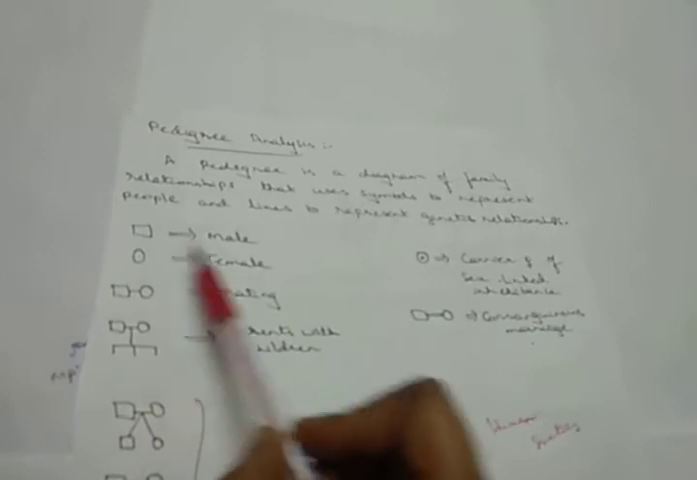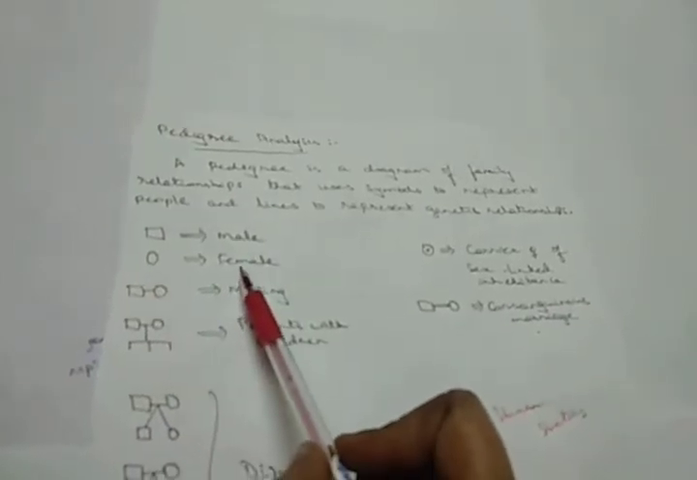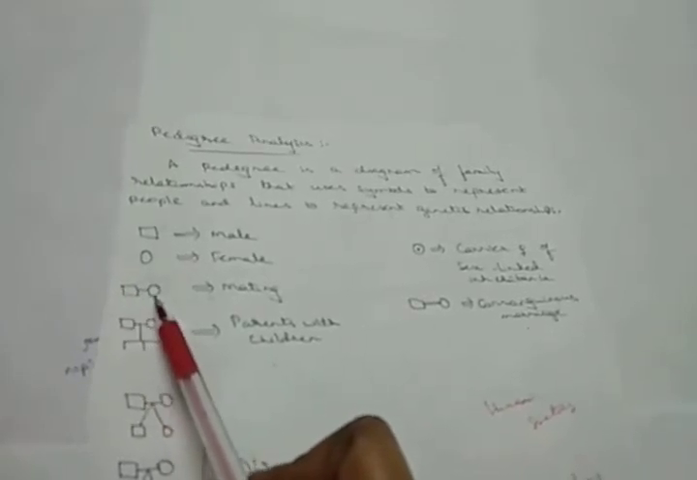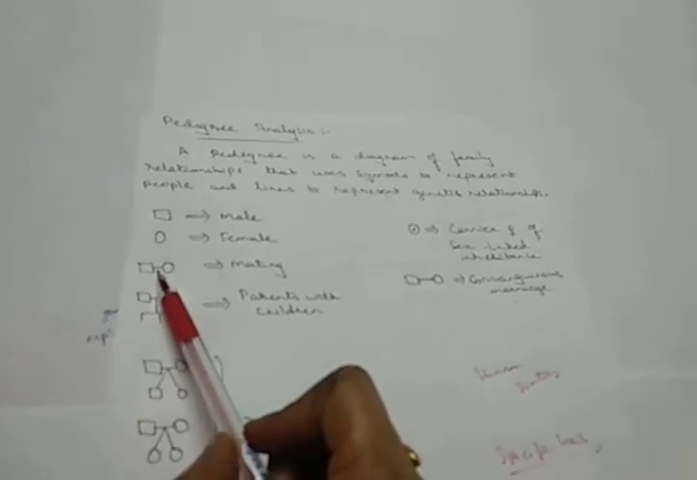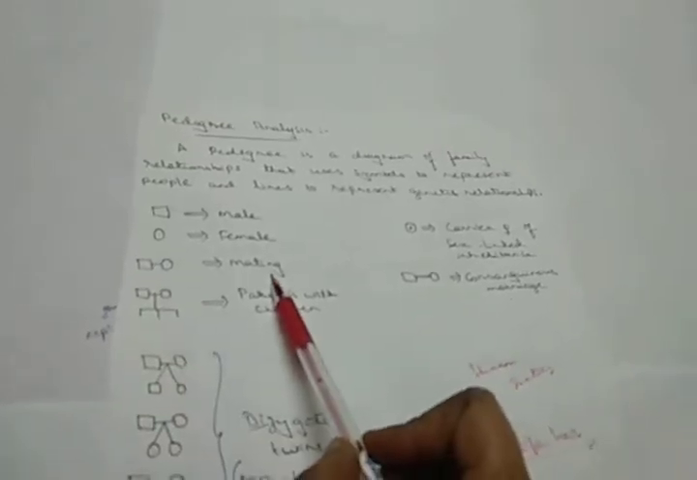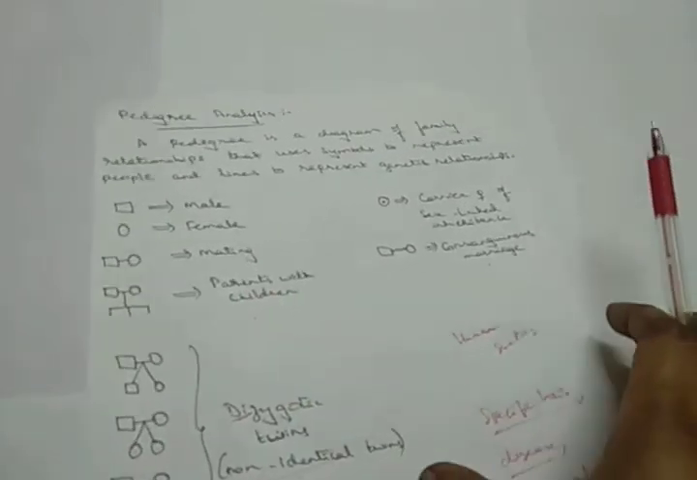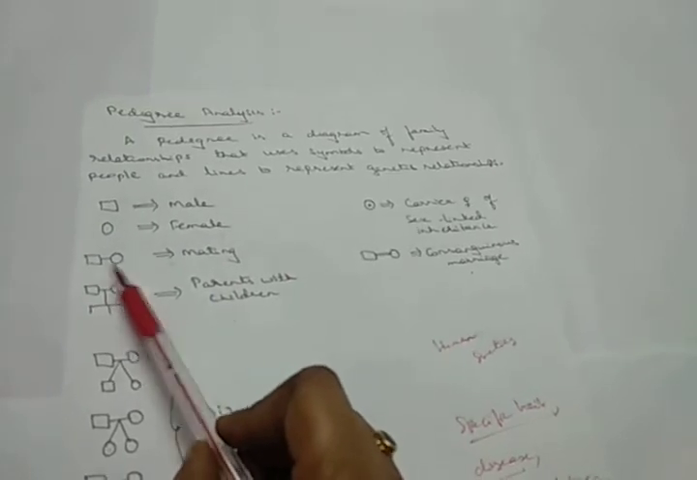The square represents the male. The circle represents the female. In between the male and the female, that is the square and the circle, you can observe the diagonal line, the cross line here, and that gives the reproduction or mating structure. That tells you the relationship between this male and the female.